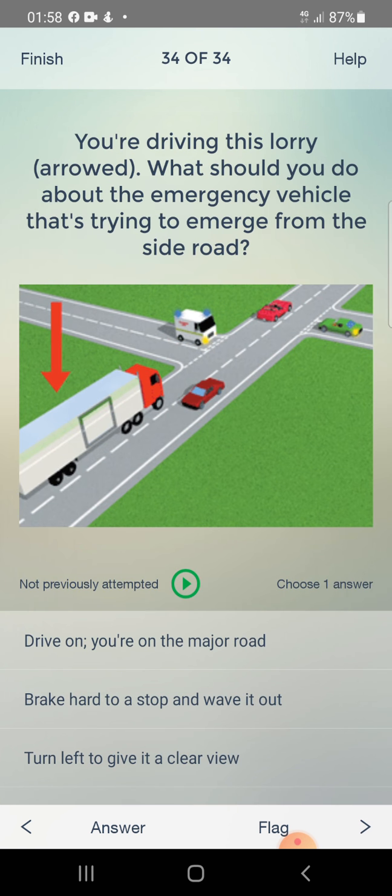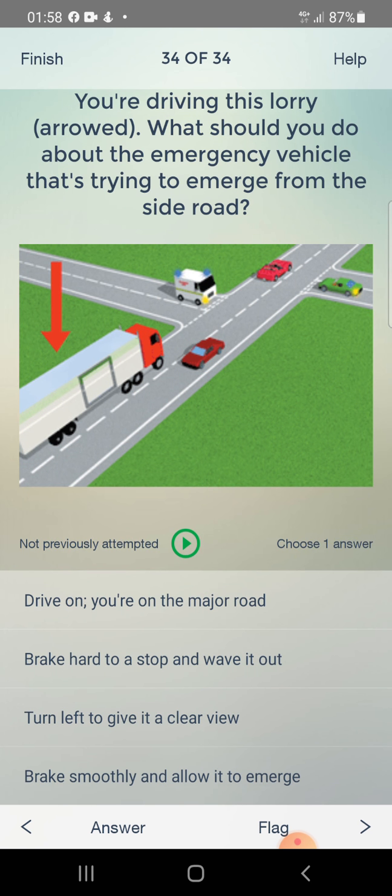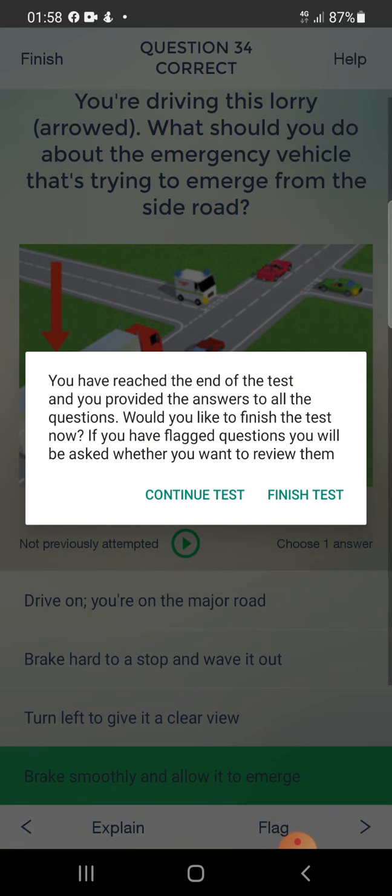Motorcyclist. You are driving this lorry. What should you do about the emergency vehicle that's trying to emerge from the side road? Drive on, you are on the major road. Brake hard to a stop and wave it out. Turn left to give it a clear view. Brake smoothly and allow it to emerge. Okay, fourth. Finish.